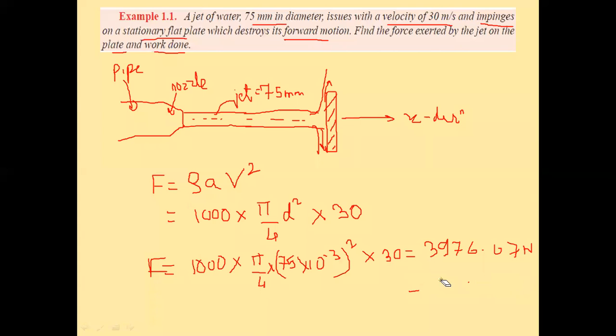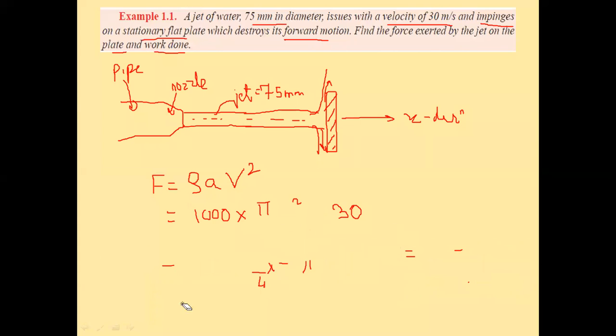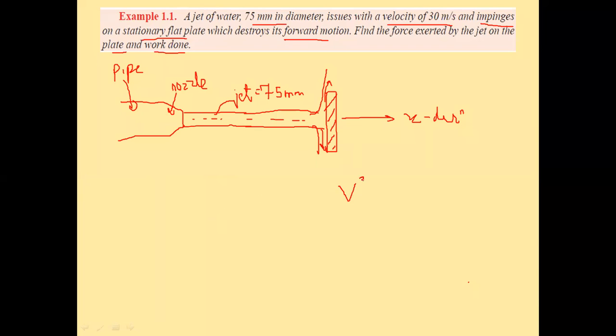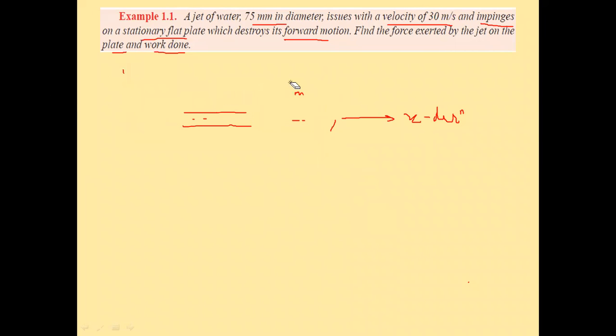Okay, 132.53 is correct. Sir, the 30 will be squared there, right? Oh, sorry. Yes, it will be square. V square. Okay, so it will be 30 square. Sorry. So let us check the answer.